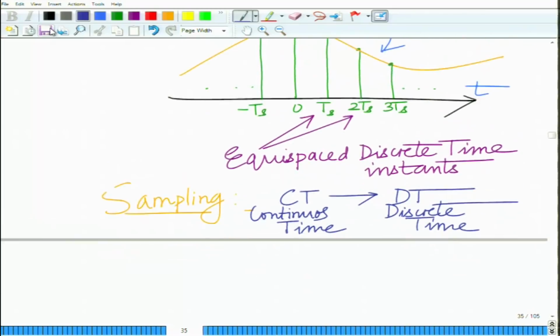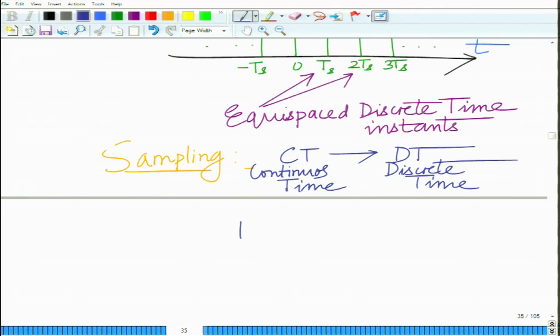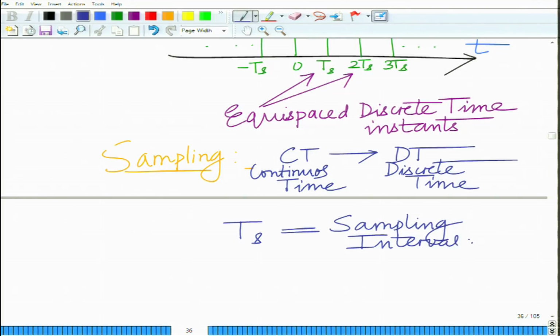And this interval of time, which is of duration Ts, so we are extracting samples at 0, Ts, twice Ts, and minus Ts, minus 2Ts. So, we are extracting samples at multiples of Ts. This quantity Ts is known as the sampling interval, the sampling duration.